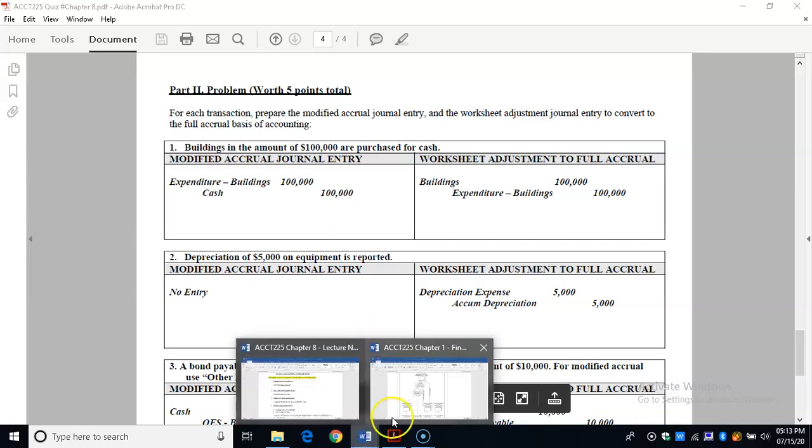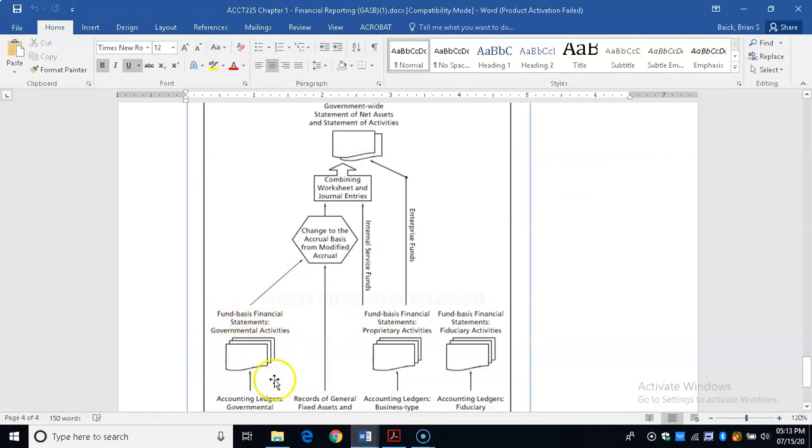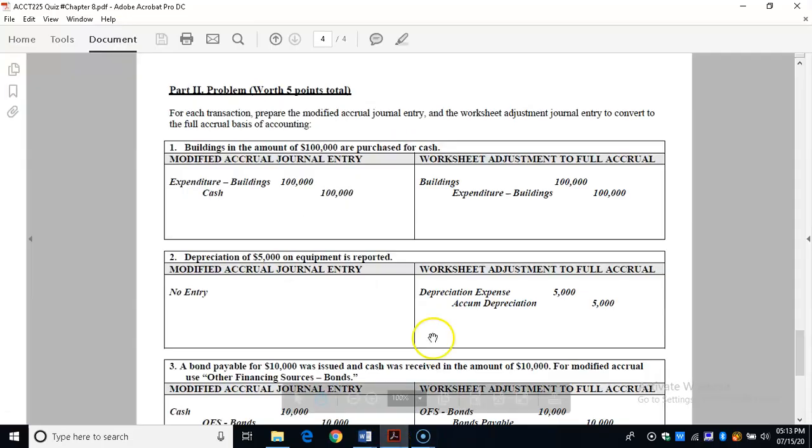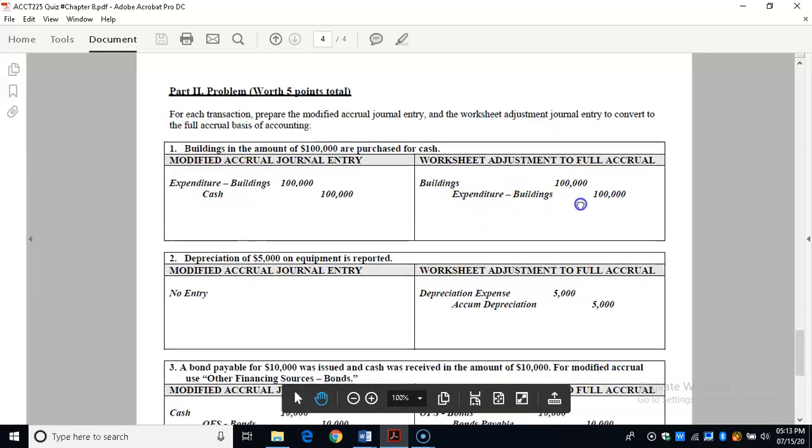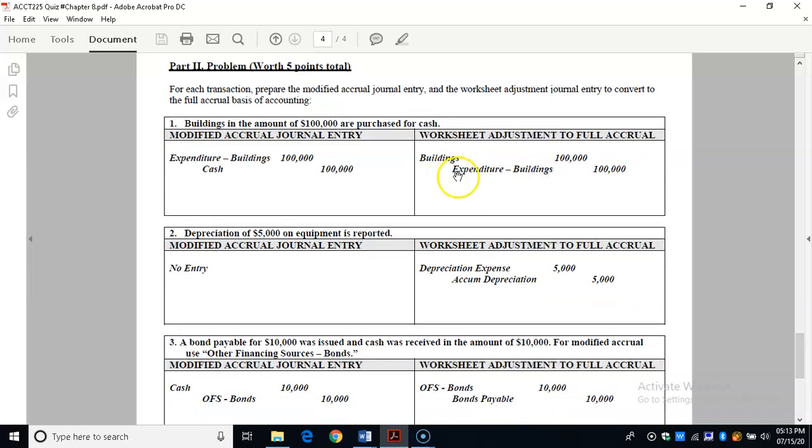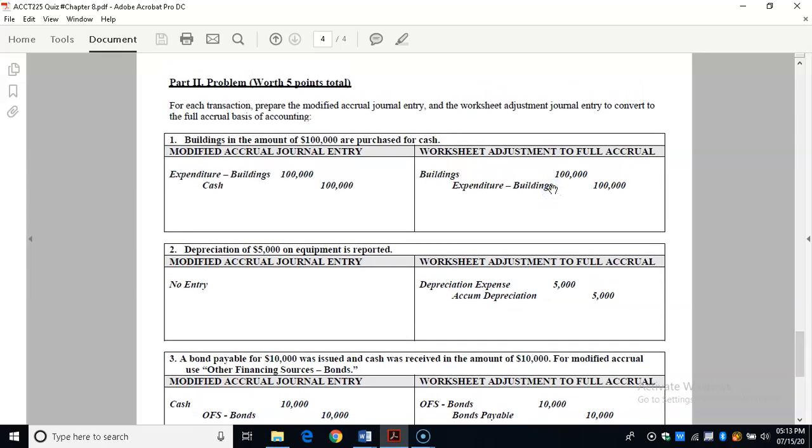So that's what you would do for the governmental funds if you use modified accrual. Now, what would you do if you want to convert from here modified accrual into full accrual so you can put it in the government-wide financial statements? What would you do? You'd have to get rid of the expenditure, so you credit expenditure, that cancels it out, it gets rid of it. And you debit building, because building is a long-term asset. So you can see that the worksheet adjustment is getting rid of the expenditure, and it's putting the long-term asset back on the books. That would be number one.